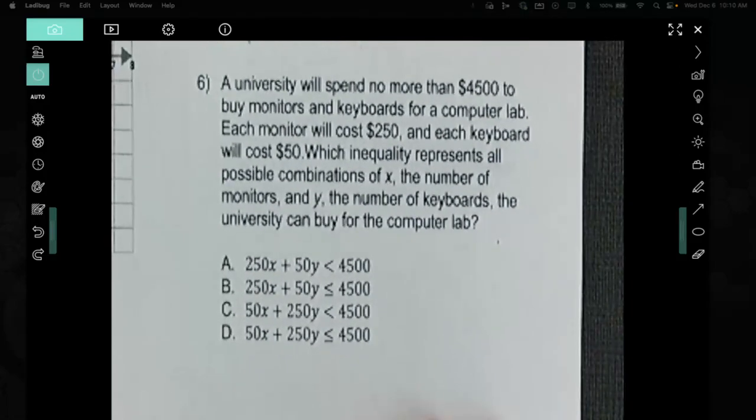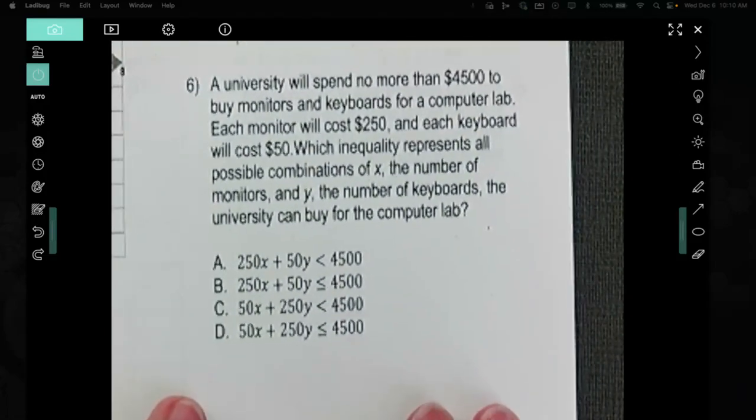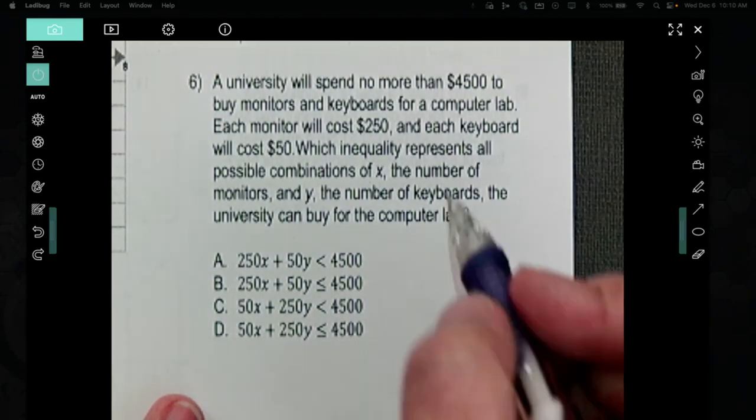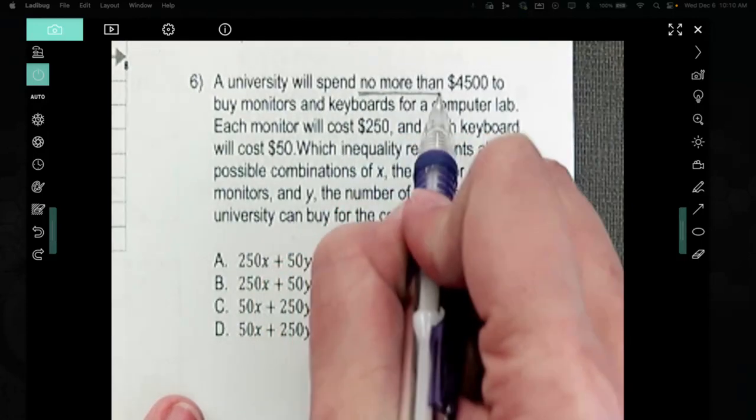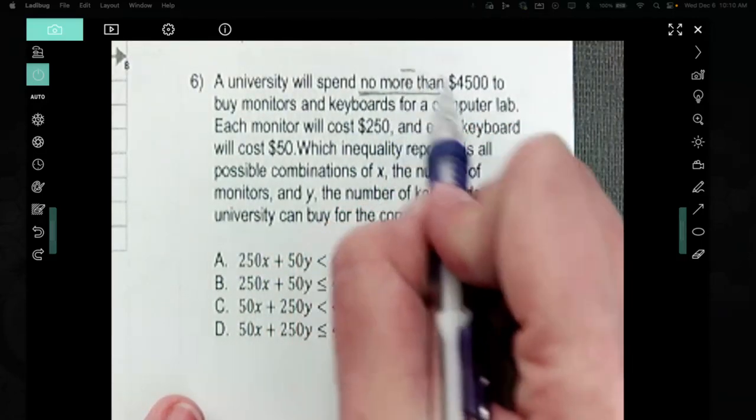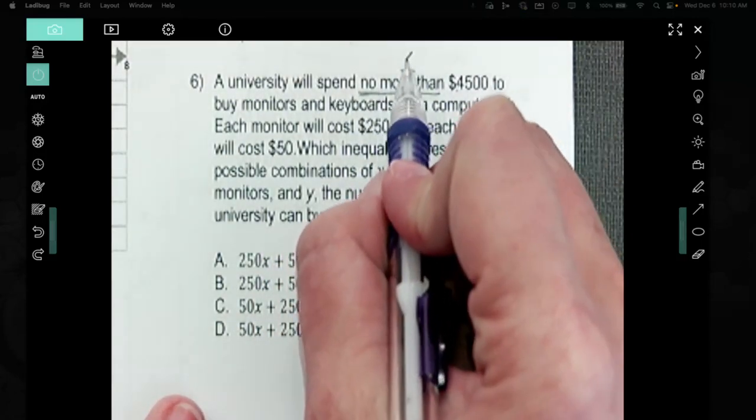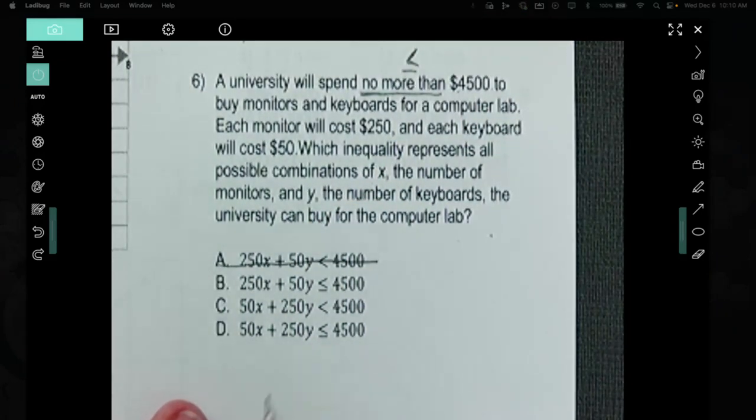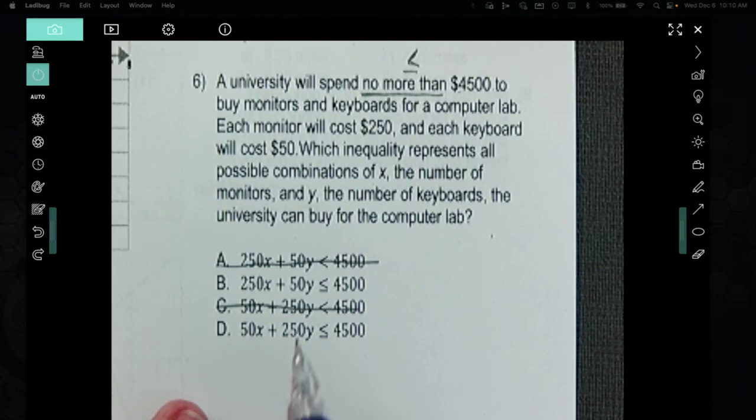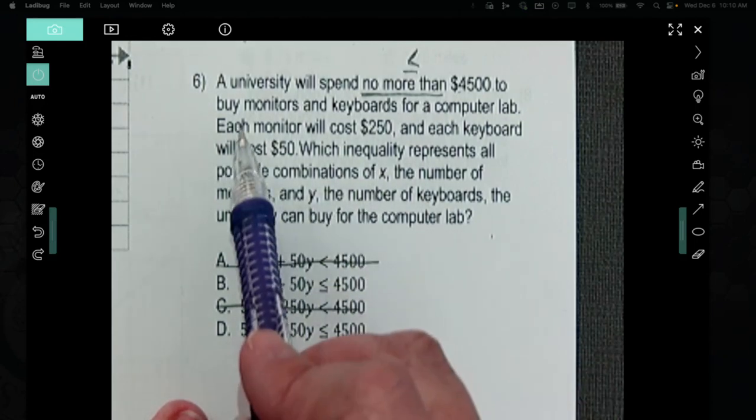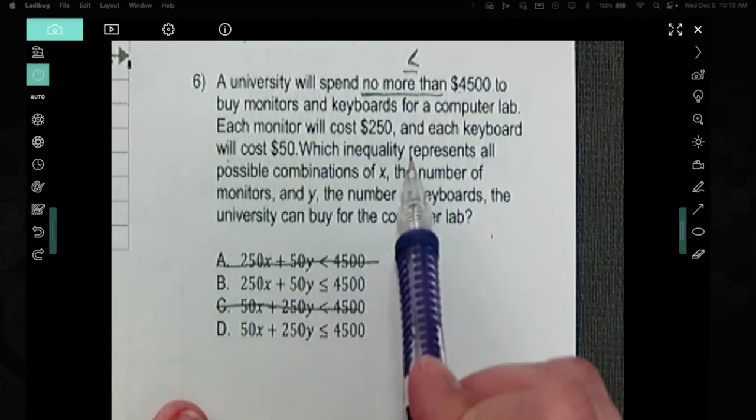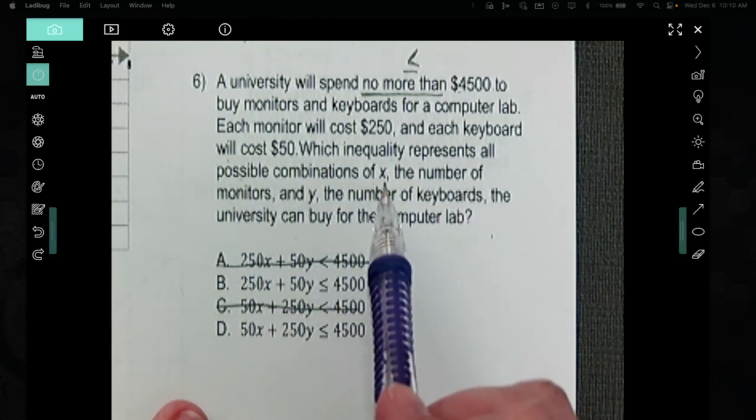Number 6 is again writing. Look for those keywords. Remember, you can use Scratchpad and you can go through and you can mark keywords. No more than means it could be exactly 4,500 or it could be less. So knowing that, I can get rid of A and C. Please read very carefully. Each monitor is 250. Each keyboard is 50. Which inequality represents the possible combinations?